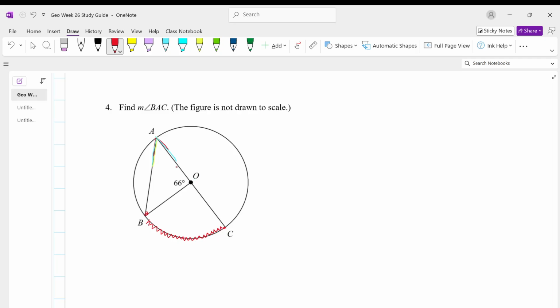Now, look what we got here. We've got this chord AC, and AC goes through point O, which is the center of the circle. That makes AC a diameter. That means that this angle right here, BOC, plus 66 equals 180 degrees. So we're going to find BOC first.